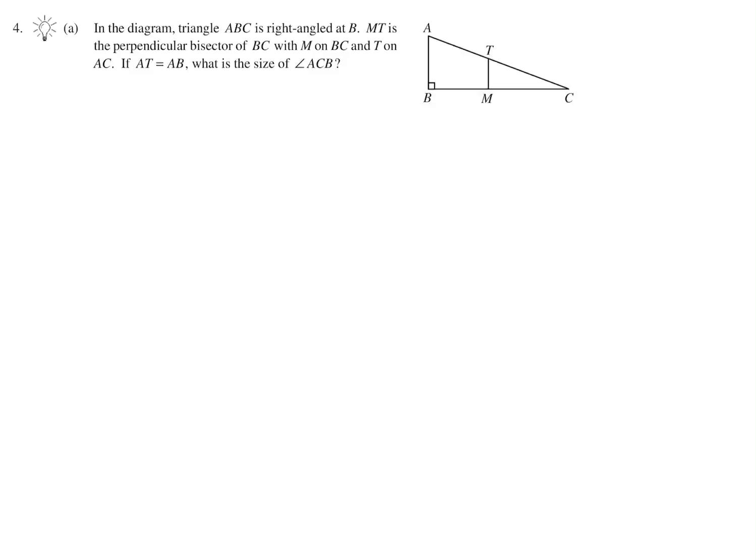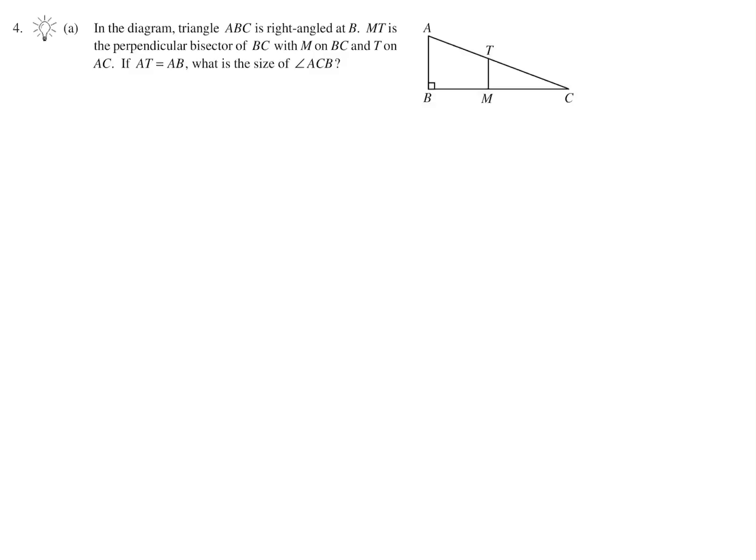In the diagram, ABC is a right-angled triangle at B. MT is the perpendicular bisector of BC, and M is on BC, and T is on AC. AT is equal to AB. What is the size of angle ACB? There's a lot of ways of approaching this question.